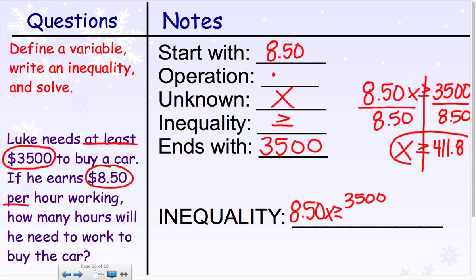So here's what that means. That means that Luke needs to work more than or equal to 411.8 hours. Now if you think about how, in general, people work about 8 hours a day. So if I take 411 and divide it by 8, that means Luke has to work for 51 days straight in order to pay for the car, or maybe roughly 2 months if he has a couple days off here and there.